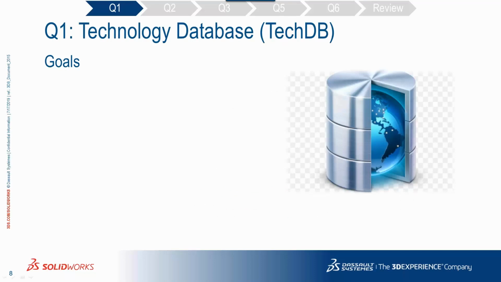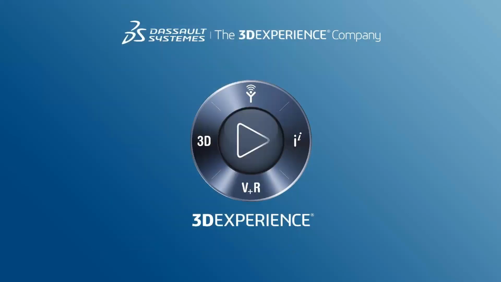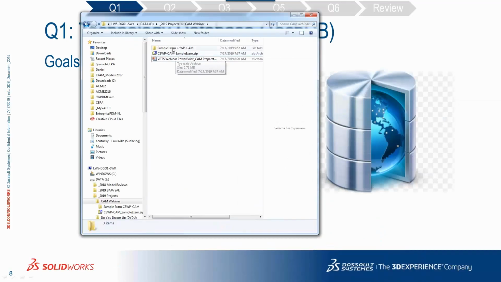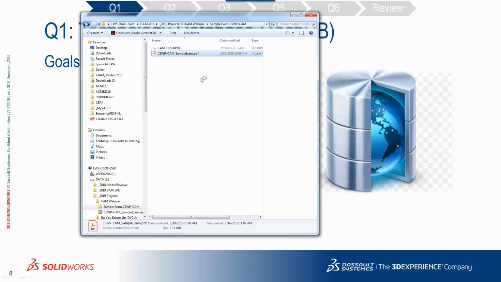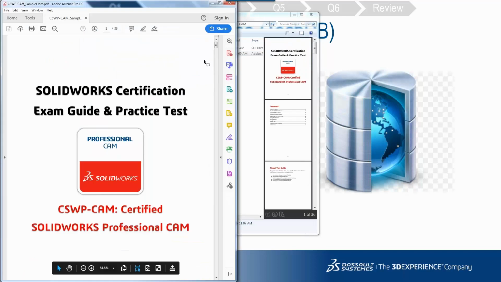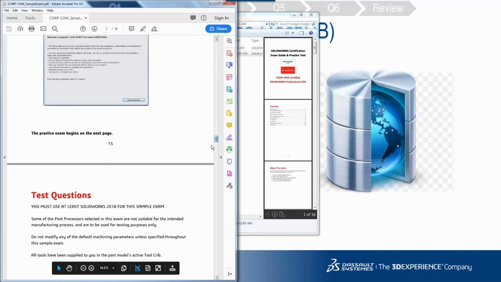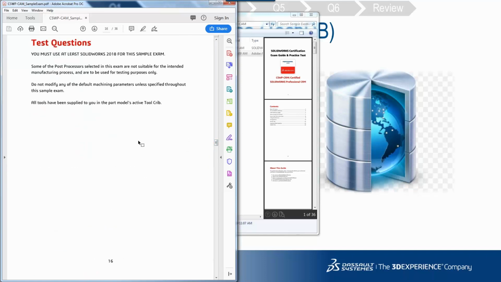Okay, so question 1 of the practice sample exam, I'll just bring it up here. When you download it, you will get a sample exam that comes with 2 files. You will get a PDF and 1 SOLIDWORKS part. So opening the PDF document, we're going to scroll down to, I believe, page 16 of the handout here.